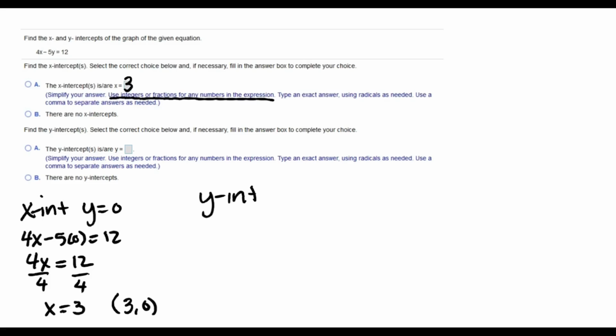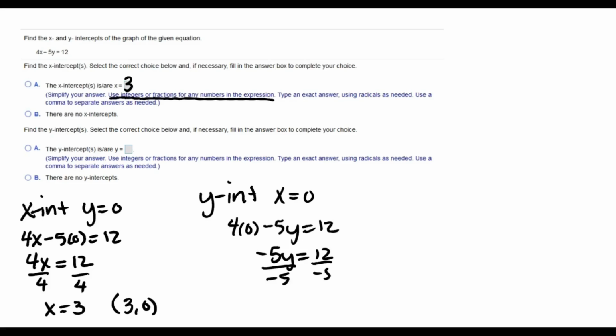Now we find a y-intercept by letting x equal 0. So that's 4 times 0 minus 5y equals 12. So negative 5y equals 12. Divide by -5, and y equals -12 over 5. So that's how I'm going to write my y-intercept, -12 over 5.